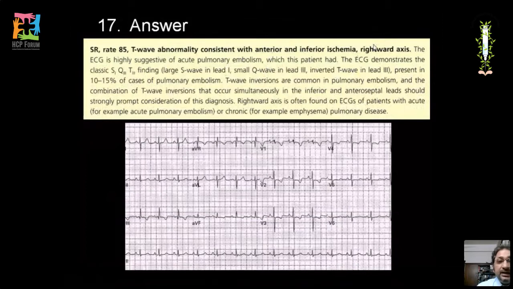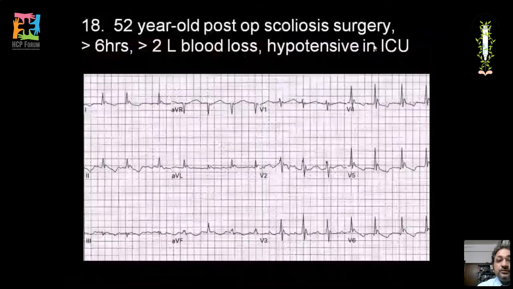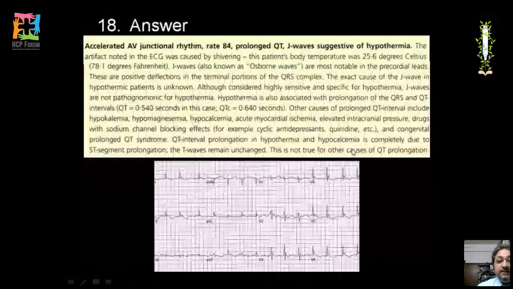Next is a 52-year-old post-op scoliosis surgery patient, greater than 6 hours surgery with 2 liters blood loss and hypertensive in the ICU. What is the main finding you get here? See, I can get positive deflection at the terminal end of all the QRS complexes. And what does that mean? They are the J waves or the Osborn waves, and they are found in cases of hypothermia.